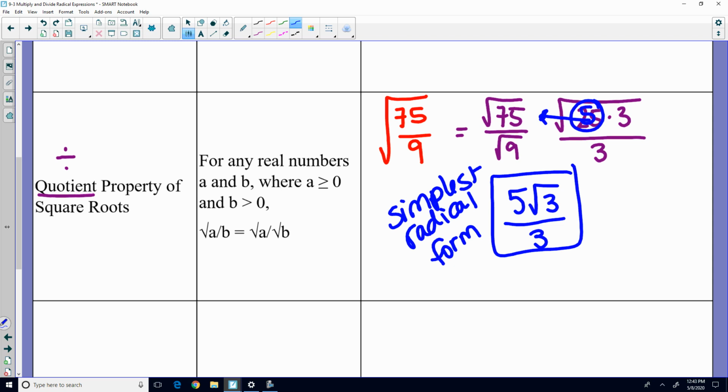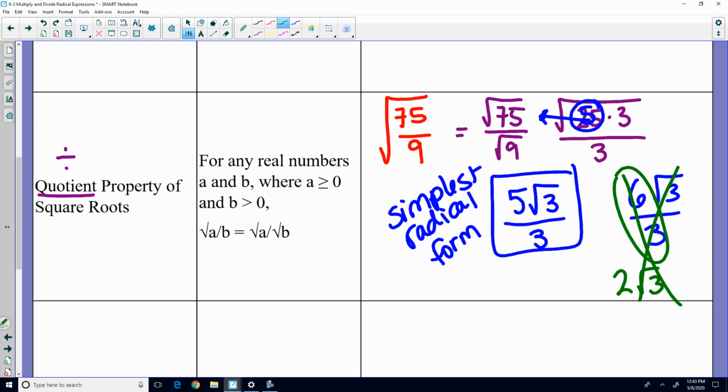Now, if this was a 6 on top, and let's just say the answer was actually 6 square root of 3 over 3, you can divide these two terms because they are compatible, and you could have 2 square root of 3. Now, that was not my answer, but just as an example, because they're both on the outside, that is an allowable thing. That was not the answer for this problem, but you can do that.